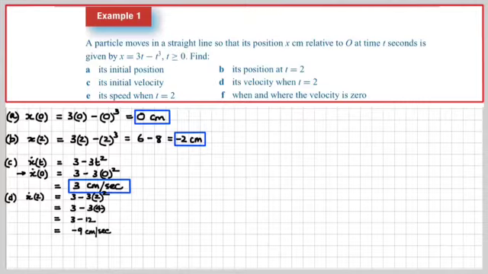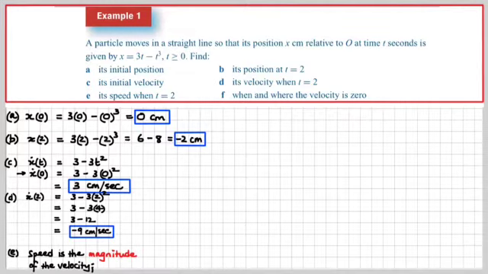Okay, initial speed. Are we doing speed now when t is 2? Okay, now, speed is the magnitude of the velocity, okay? So that's just going to be 9 centimetres per second. In other words, take this value up here and just take the plus or the minus away and just give it a number, 9 centimetres per second, all right?